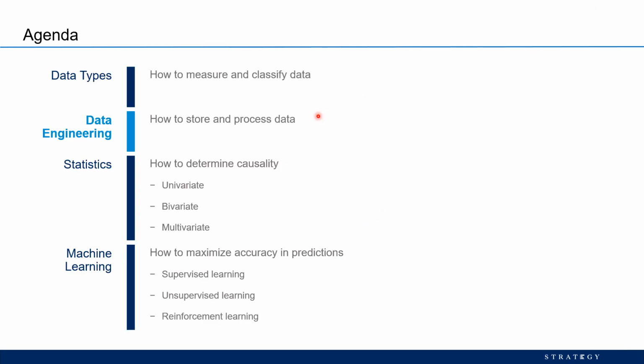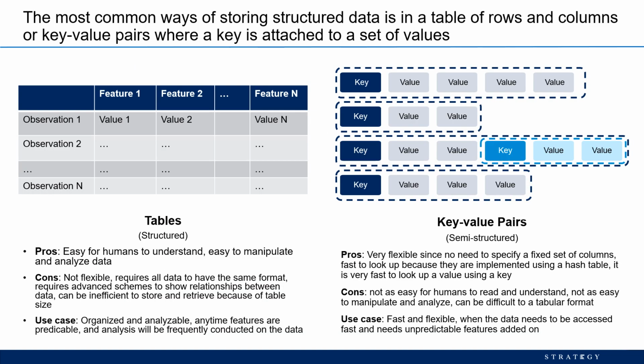Okay, so next we'll be getting into data engineering. Now, a really quick brief overview of what data engineering is. Now we know how to measure qualities within the world. The whole idea of data engineering is now how do we store that information? How do we process it and put it in a position to make it useful? So starting with data storage.